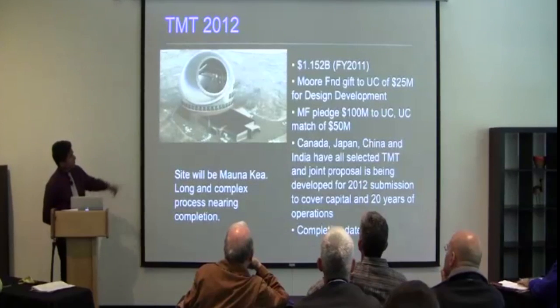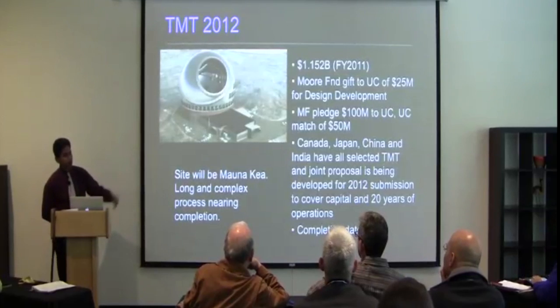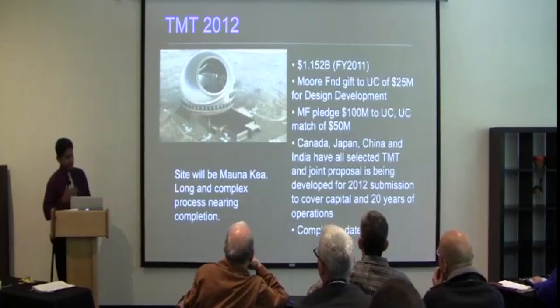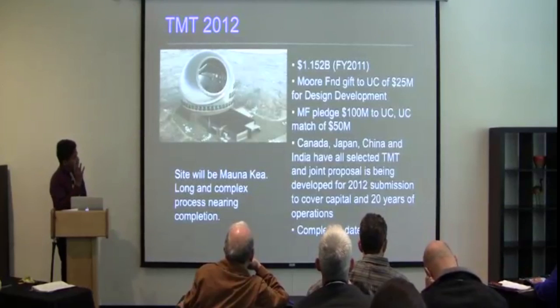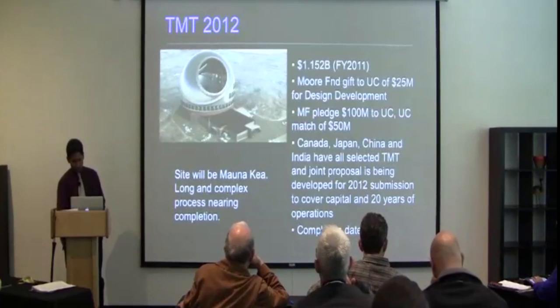The total price tag, by the way, will be twice that. This is the capital cost of construction. Operations for 20 years will be another $1 billion. There was a long and complex process, but it led to something meaningful, led to the selection of Mauna Kea as a site for this wonderful instrument.